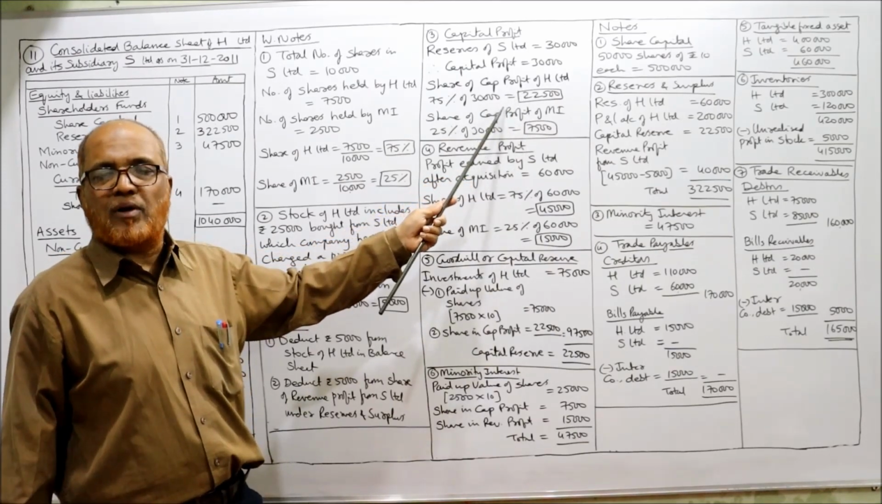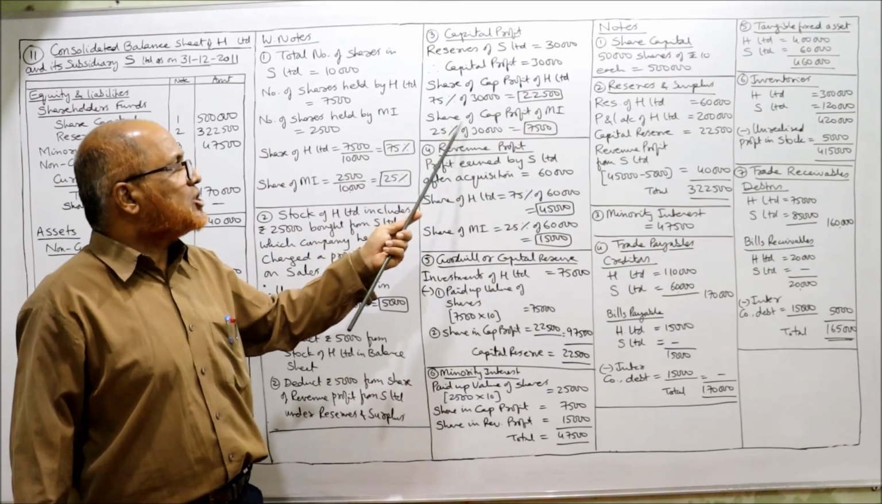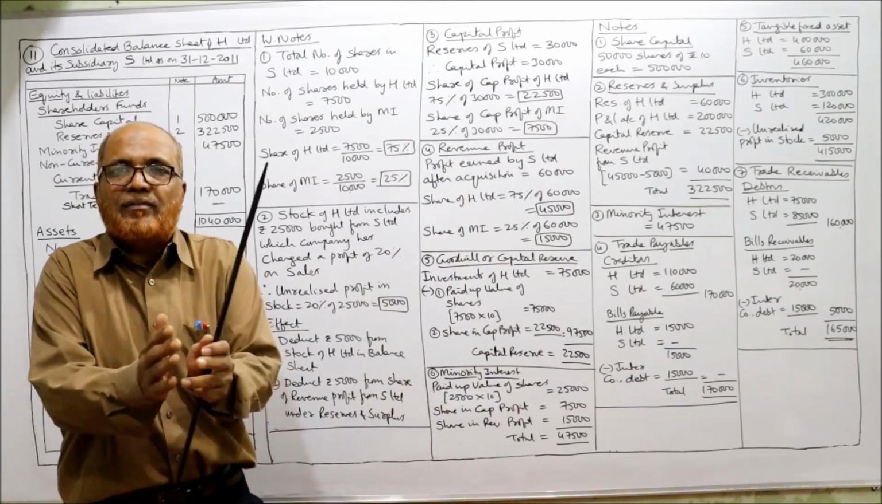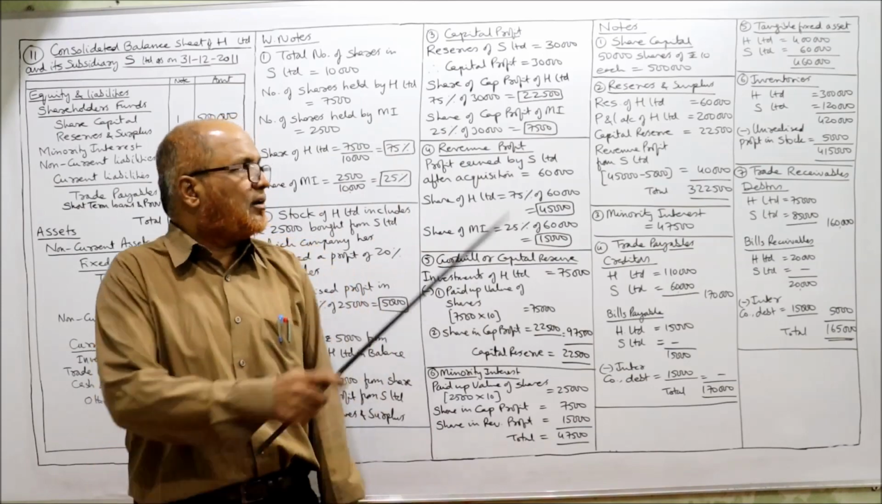The share of capital profit of H Limited is 75% of 30,000, which is 22,500. And the share of capital profit of minority interest is 25% of 30,000, which is 7,500. We have divided 30,000 between the share of H Limited and minority interest.